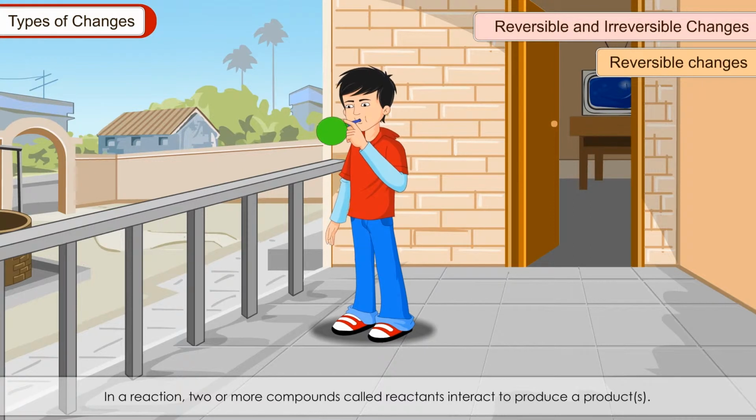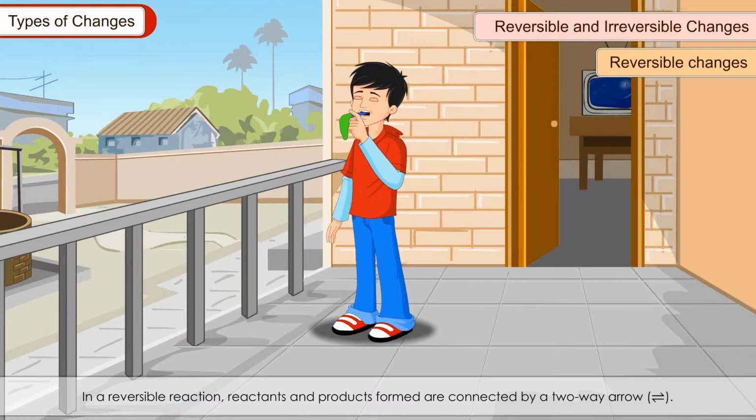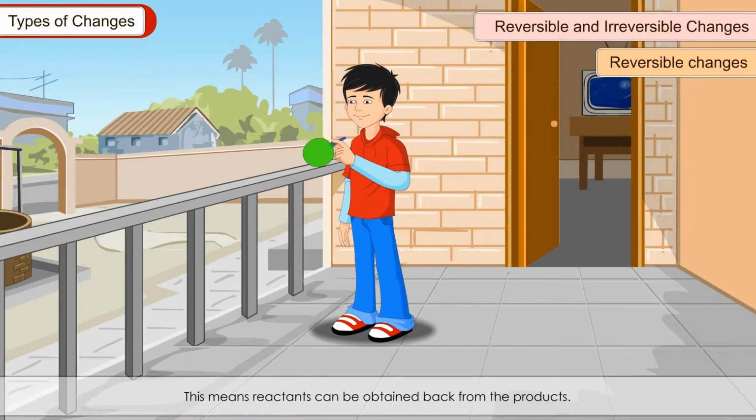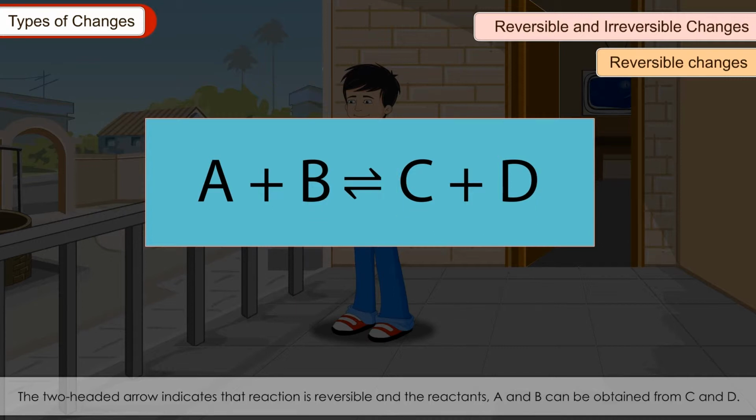In a reaction, two or more compounds called reactants interact to produce a product. In a reversible reaction, reactants and products formed are connected by a two-way arrow. This means reactants can be obtained back from the products. A + B gives C + D. A and B are two reactants which react to give C and D. The two-headed arrow indicates the reaction is reversible and the reactants A and B can be obtained from C and D.